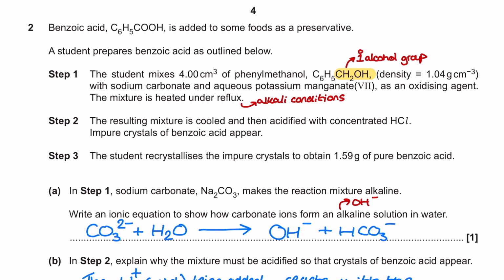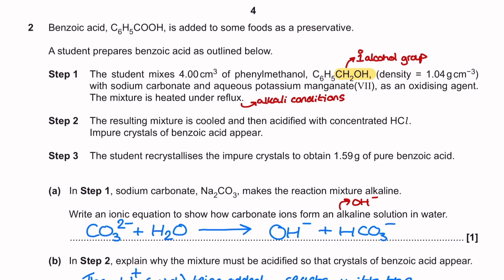Now it says acidified, it doesn't say that there's some sort of substitution or anything else taking place here. We're just acidifying it. So this could often just mean that we are protonating the sample. Maybe it was deprotonated because of the alkali conditions, for instance. The student recrystallizes the impure crystals to obtain 1.59 grams of pure benzoic acid.